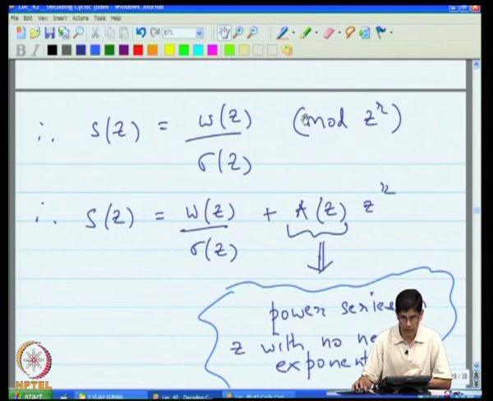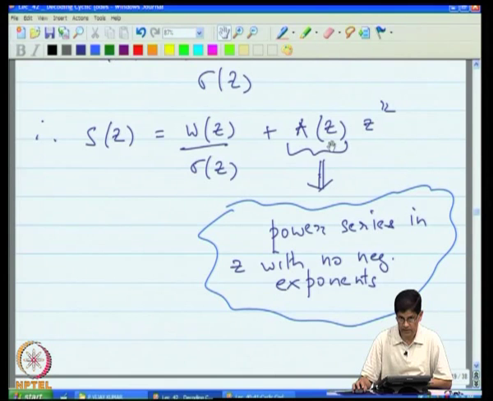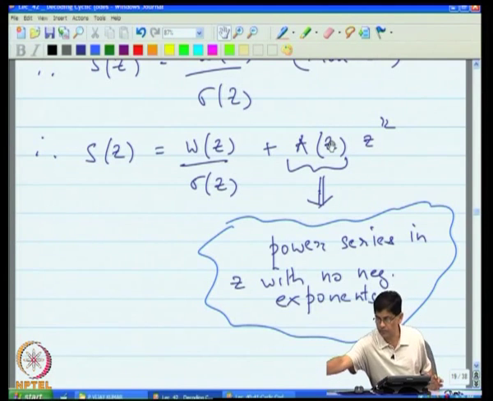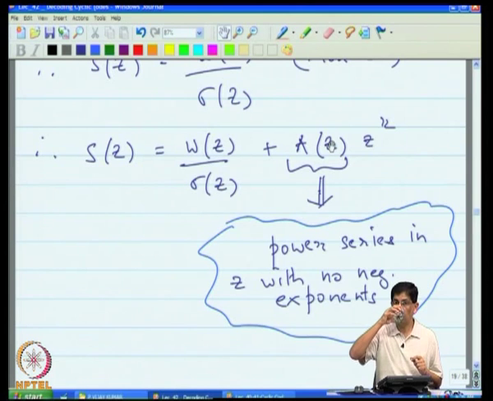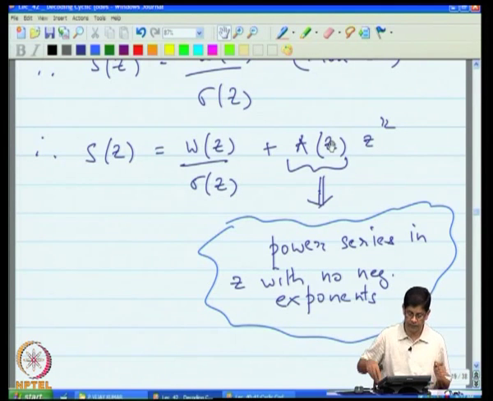Now, if you think about it, you are neglecting terms in z to the r and higher. So, this is a formal power series. However, there are no negative exponents of z in it. Okay. So, that is important to keep in mind. These are technicalities, by the way. So, if one or two of these points goes past you, do not worry. I am just trying to be a little bit careful here.